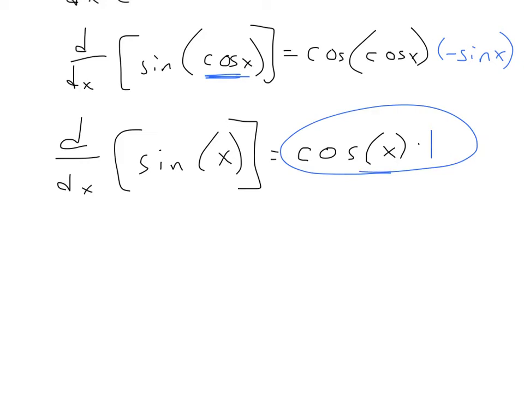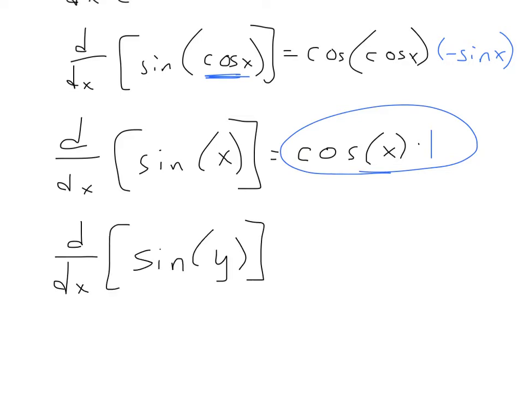All along, we've sort of, I guess we could say we've been doing the chain rule. It just wasn't necessary because the thing inside was x. The next question is where we get to something real, something that's really different. What's the derivative with respect to x of the sine of y?